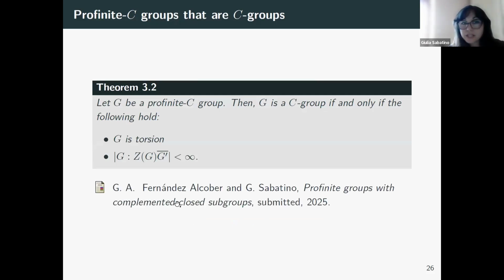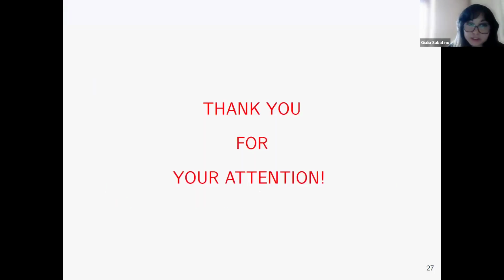All the results I've mentioned can be found in "Profinite groups with complemented closed subgroups", which is a joint work with Gustavo Fernández Alcober. And it can be found on arXiv. I thank you for your attention.